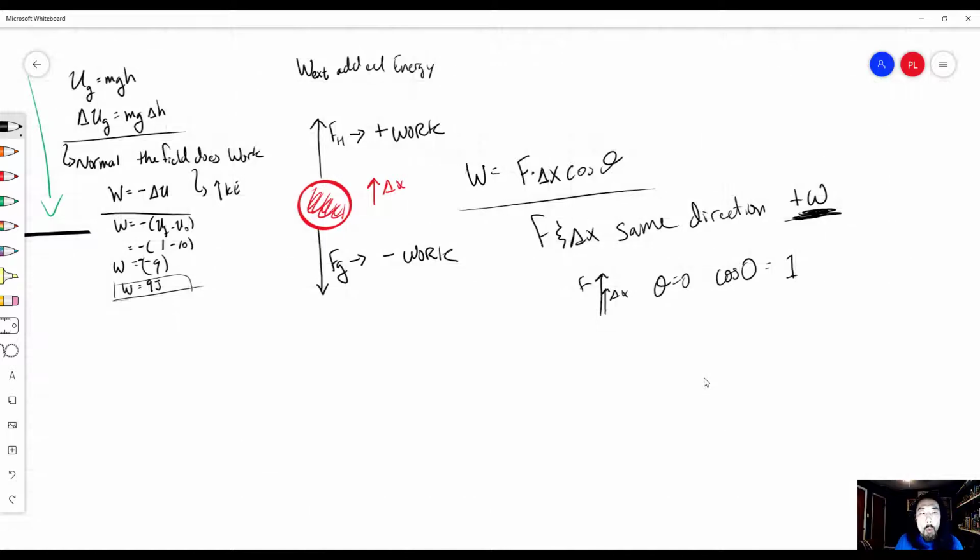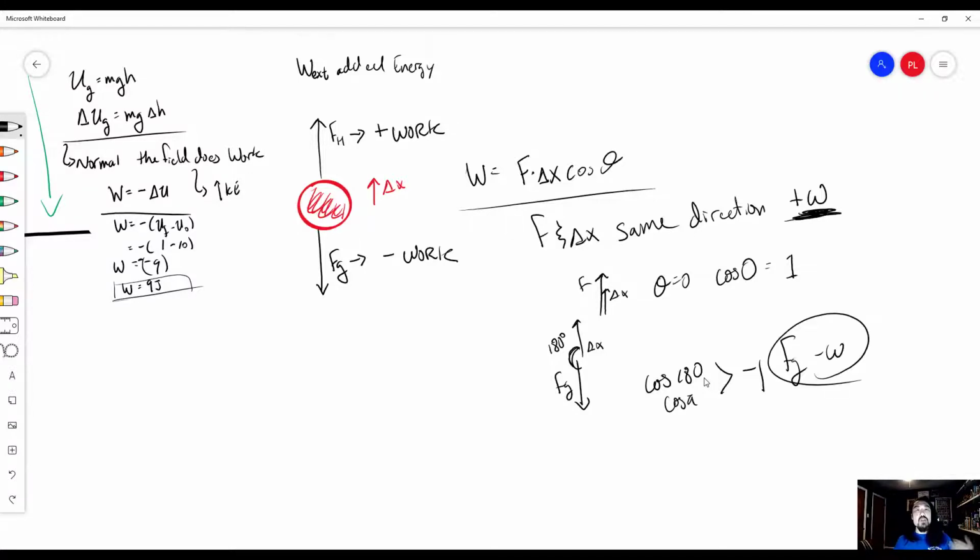All right, now what about the force of gravity? What about the gravitational field? The gravitational field is doing negative work if this external force is doing positive work. So we can take a look at the equation. The gravitational force is pointing down, the displacement is going up, so the angle in between is 180 degrees. The cosine of 180, also known as the cosine of pi, is -1. And negative 1 times F times delta x gives us negative work. So this shows us that F of G is doing negative work. The gravitational field is doing negative work.